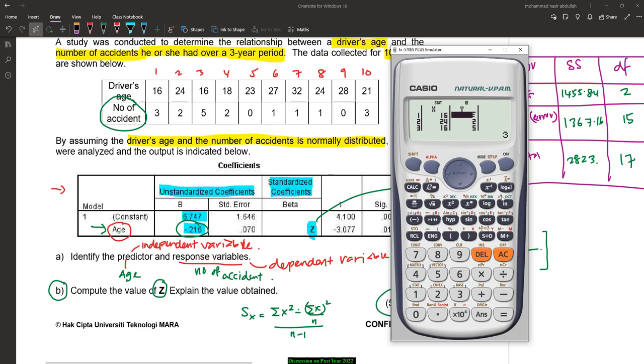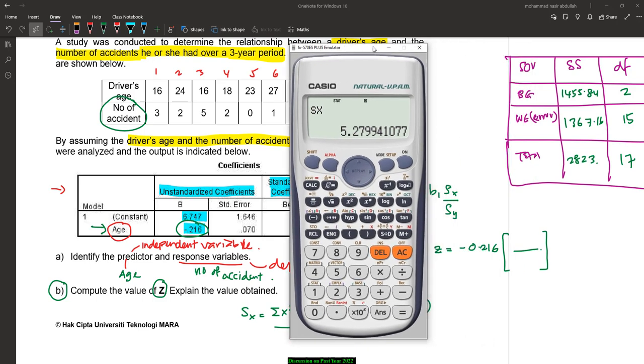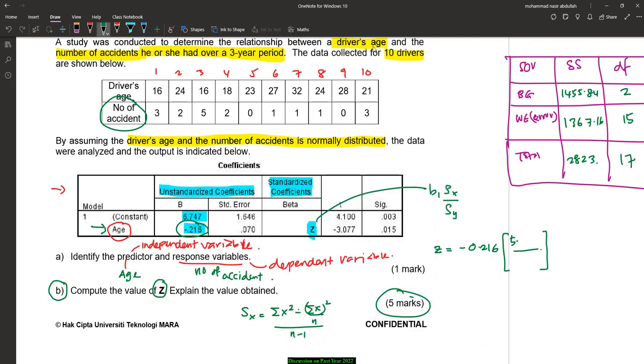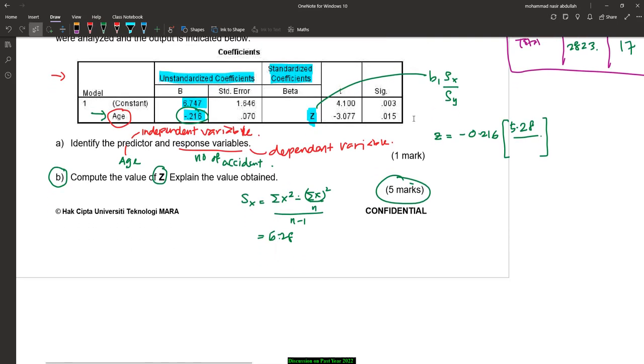So now kita tekan shift 1, kita pergi terus ke 4, variance as X. As X means the standard deviation for driver H kan. So number 4, it should be 5.27, 5.28 lah, 5.28. So we know that this one is 5.28. So apa yang dia expect daripada you dekat sini, 5 markah kan. So dia expect you to find this standard deviation lah.